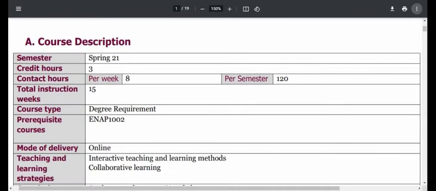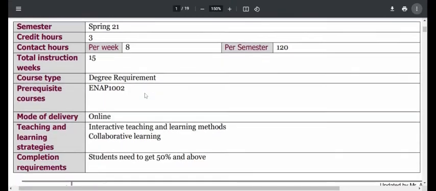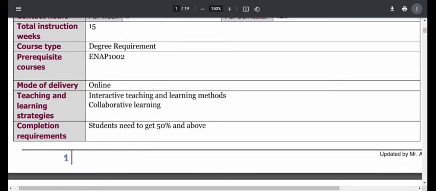First of all, we have the basics. Of course, we are in spring 2021. Students will get 3 credit hours. There are 8 hours per week, which obviously means 4 classes, etc. You need to get a 50% or above to complete this course.